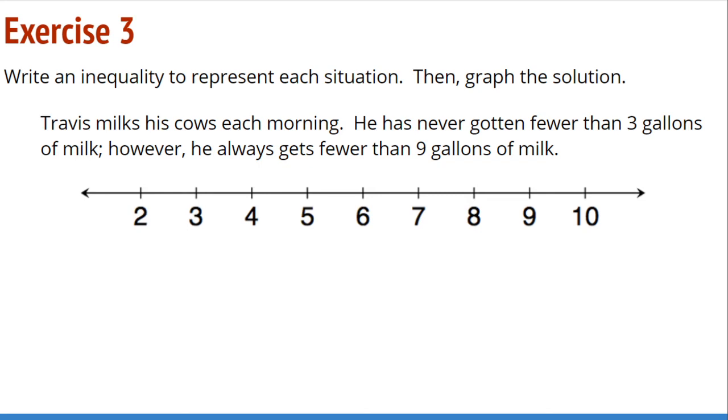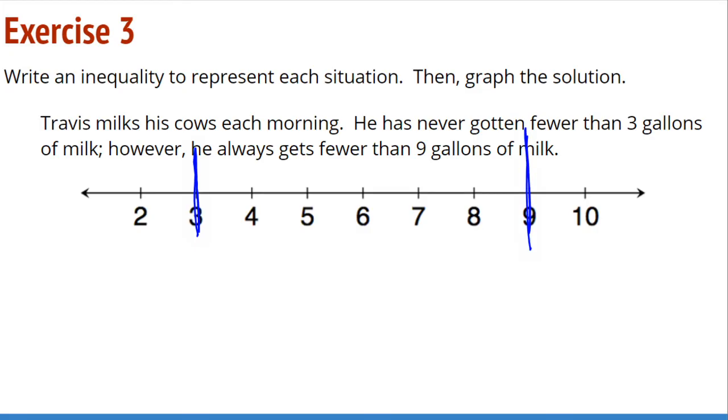Travis milks his cows each morning. He has never gotten fewer than 3 gallons of milk. However, he always gets fewer than 9 gallons. So 3 is the very least that he gets. But I also know that it's always less than 9.